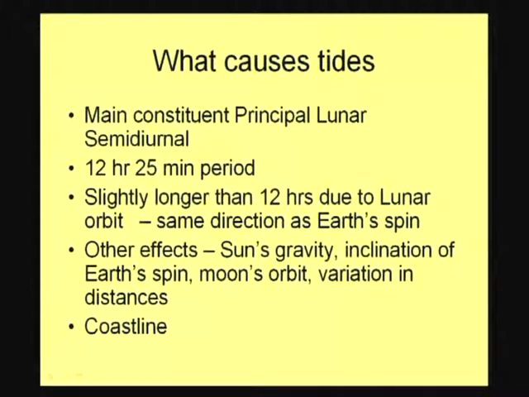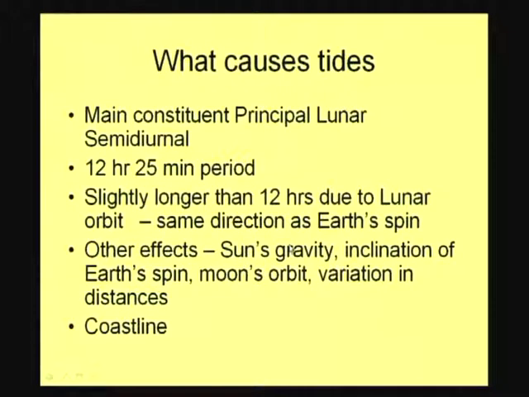So let us look at what causes the tides. The main component is referred to as the principal lunar semi-diurnal component, okay, and this has a 12-hour 25-minute period. This is slightly longer than 12 hours due to the lunar orbit, because the revolution of the moon around the earth is in the same direction as the earth's spin.